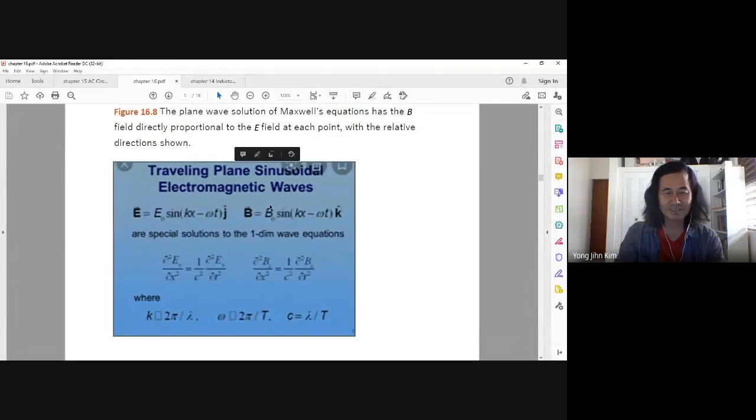Then this electric field and magnetic field satisfy the wave equation. The electric field satisfies this wave equation: ∂²E/∂x² = (1/c²) ∂²E/∂t². And the magnetic field satisfies the same equation.